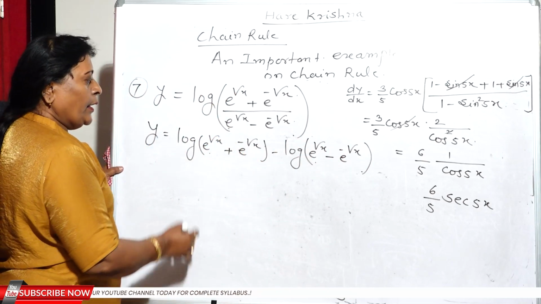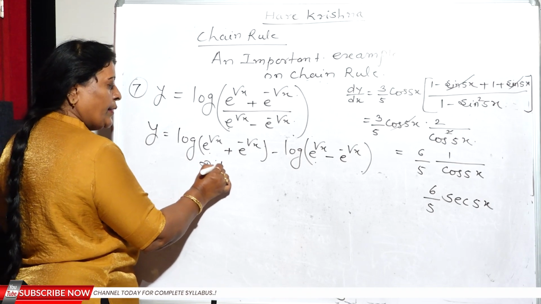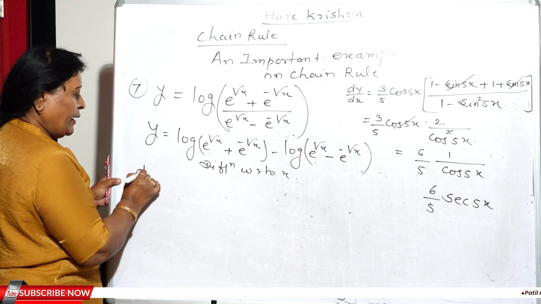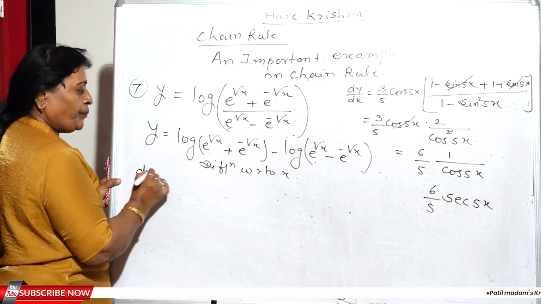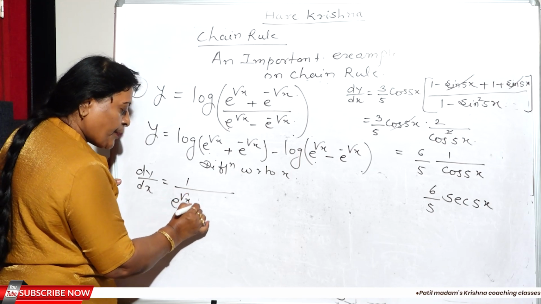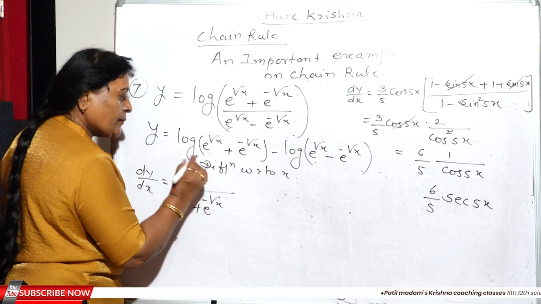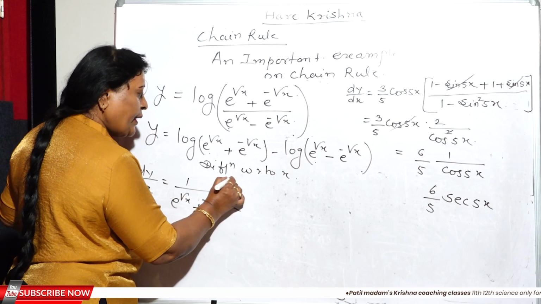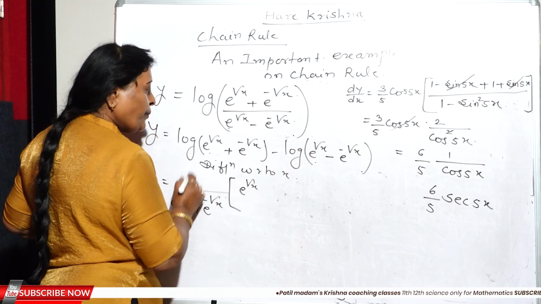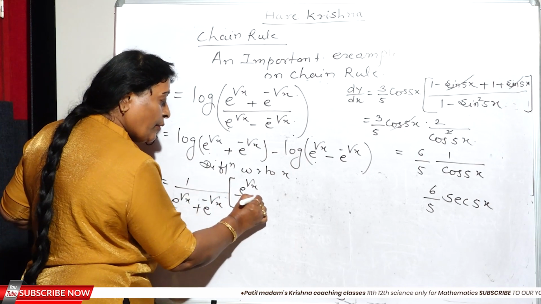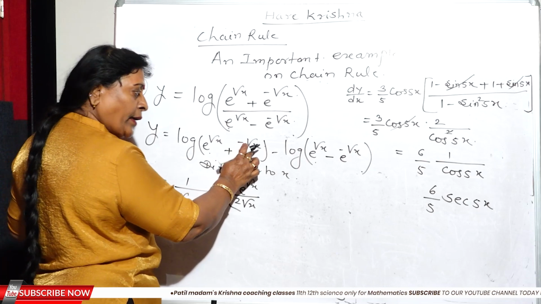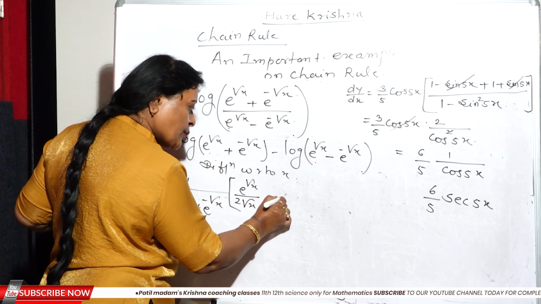Now differentiate with respect to x. Here again dy by dx. Log u, the derivative is 1 by u, means 1 upon e raised to root x plus e raised to minus root x. Again what is the derivative? e raised to root x, the derivative is e raised to root x, and what is the derivative of root x? 1 upon 2 root x. e to the power minus root x, the derivative is e to the power minus root x.